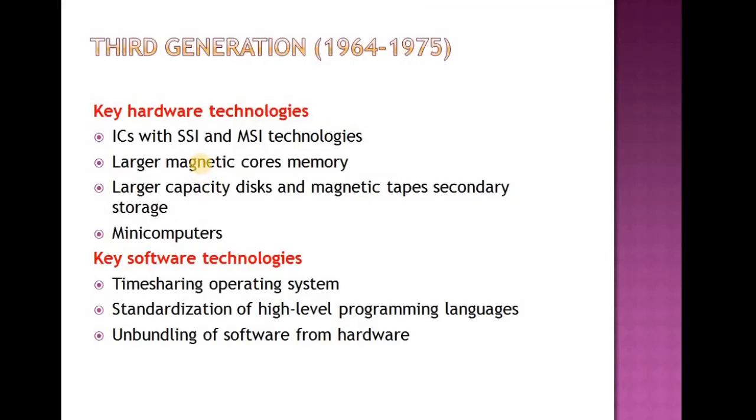Parallelly, advancement also took place in storage devices. We had used magnetic tapes in the earlier generation, but in this generation they started using magnetic disks, and we could store a large amount of information, in terms of megabytes. To design random access memory, or RAM, they started using magnetic cores, and for the larger capacity secondary storage device they started using magnetic disks.